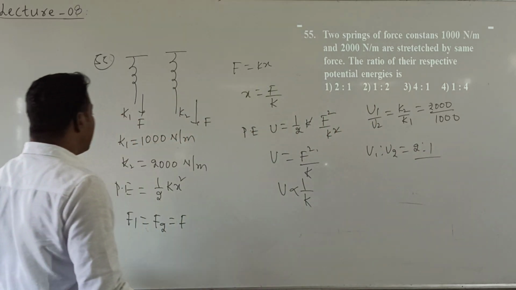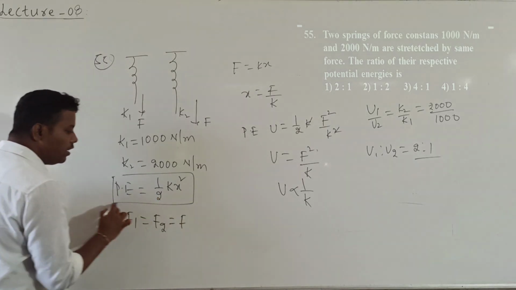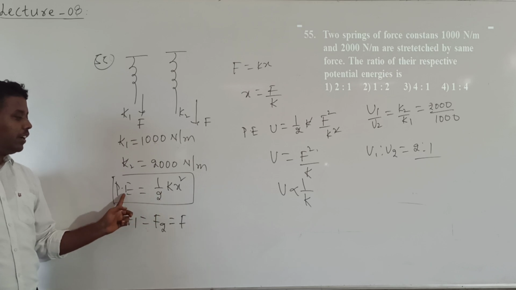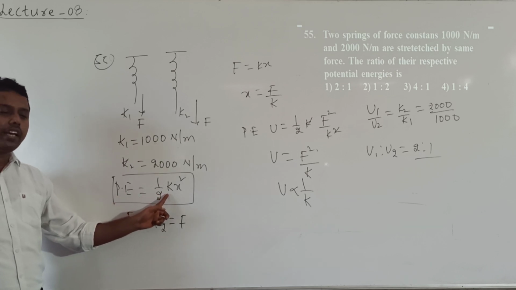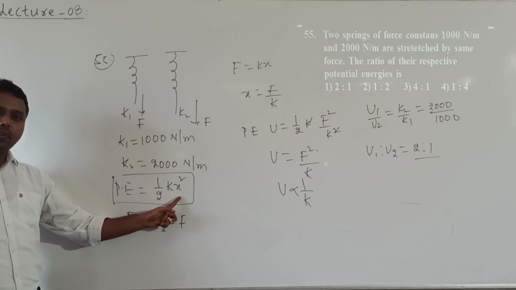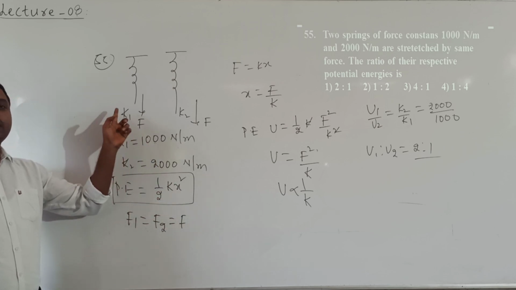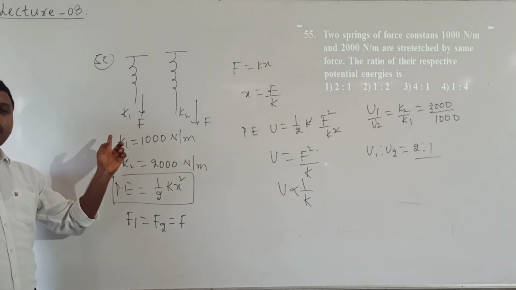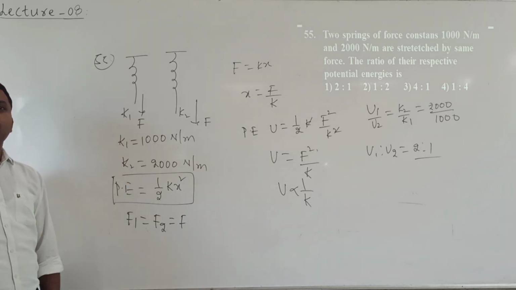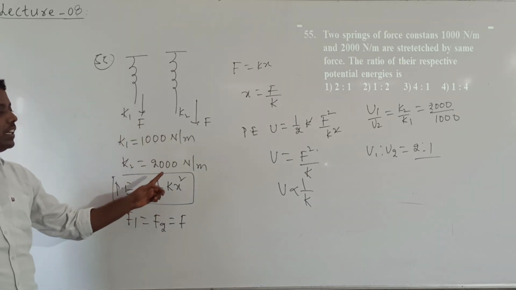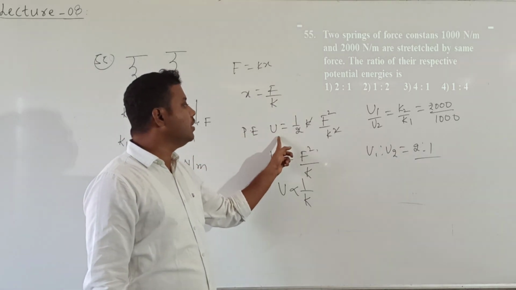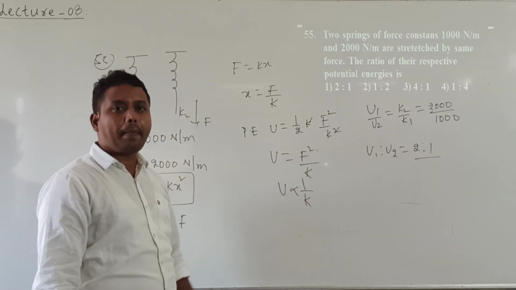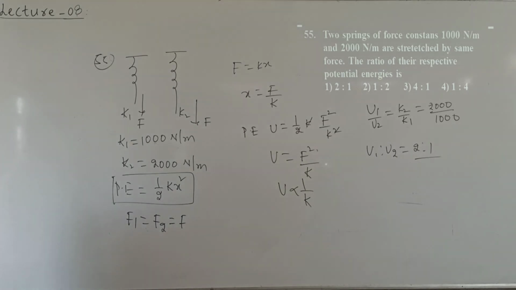If you consider this formula directly, you will think that potential energy is directly proportional to K. But you can take U directly proportional to K only when x is constant. Here the x value is not constant. The spring with the higher K value has less elongation, and the spring with the lower K value has more elongation. So that's why I have written potential energy in terms of force, U is equal to F square by K. Okay? This is question number 55.